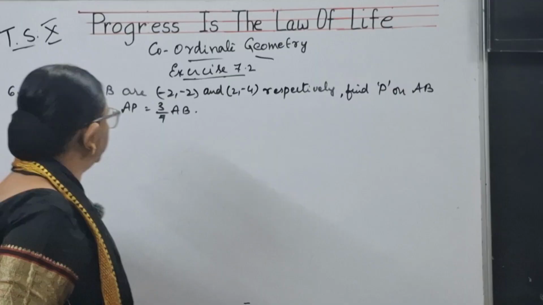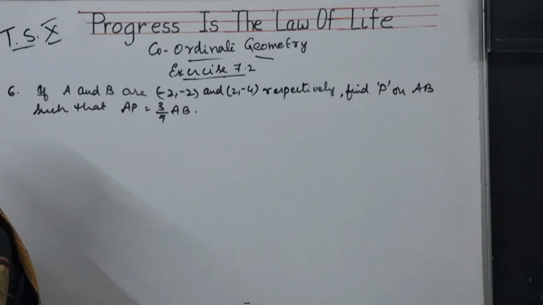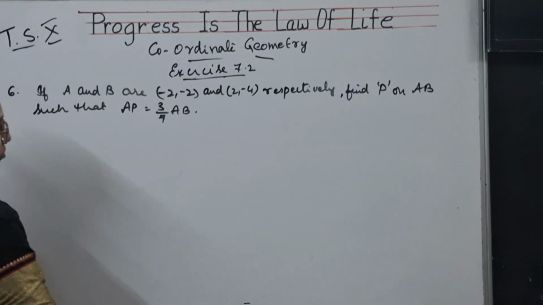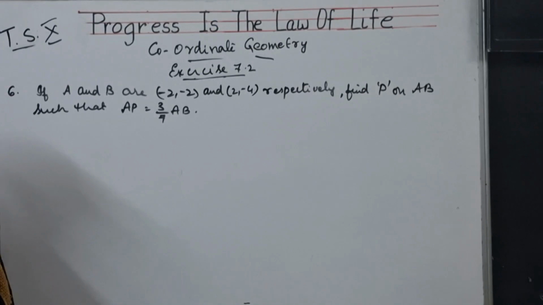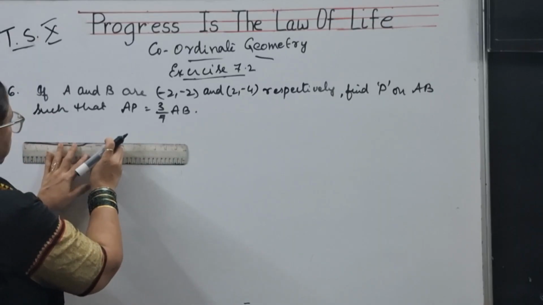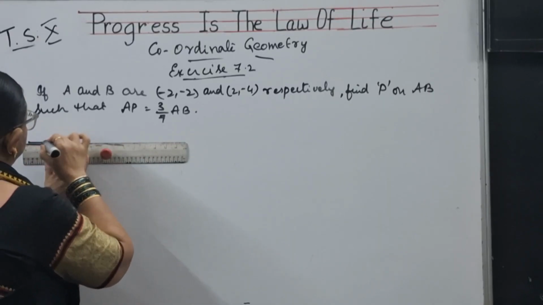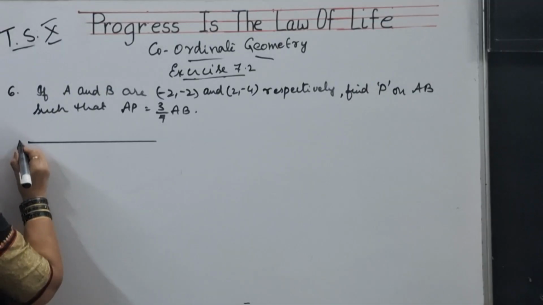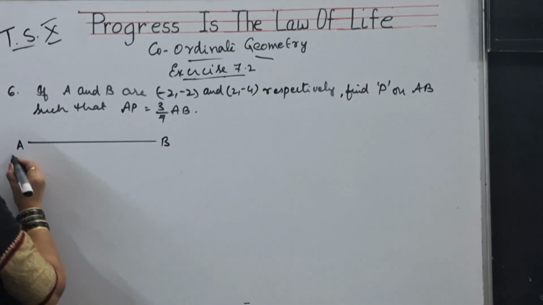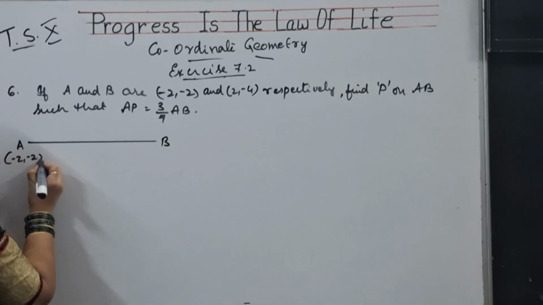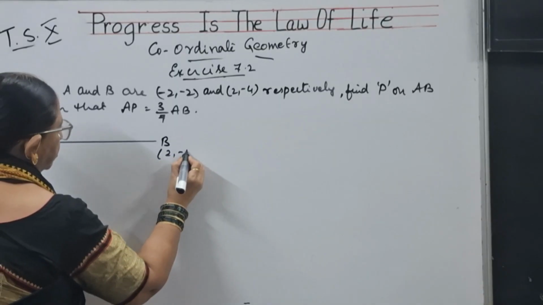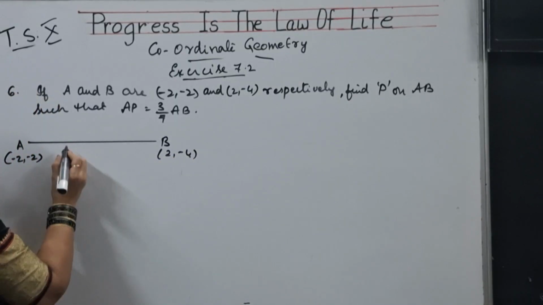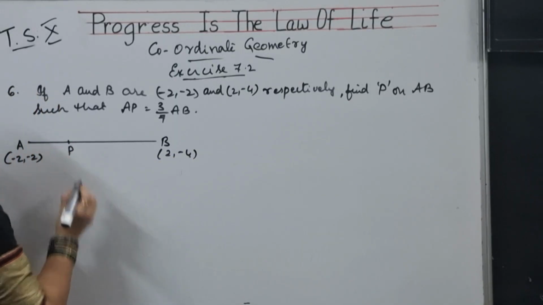Now, sixth problem, children. If A and B are minus 2, 2 and 2, minus 4, and P divides AB such that AP is equal to 3 by 7 AB. So let me draw a line segment AB. This is A and this is B. Coordinates of A is minus 2, 2. B is 2, minus 4. And there is a point P.